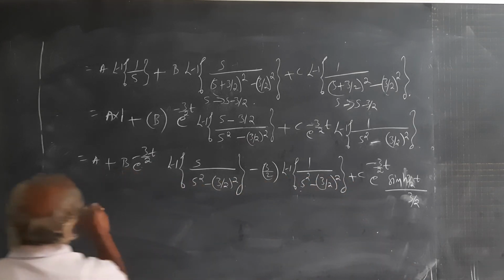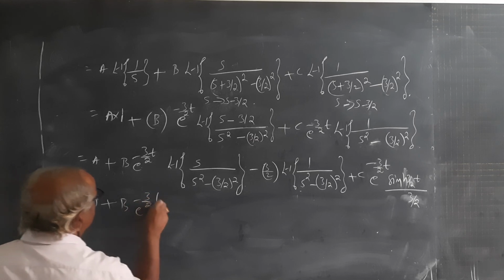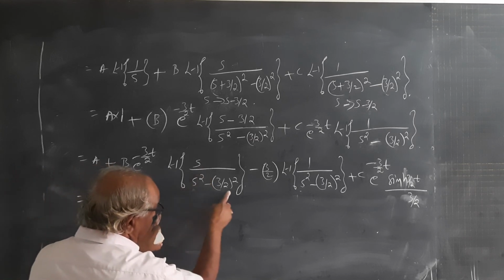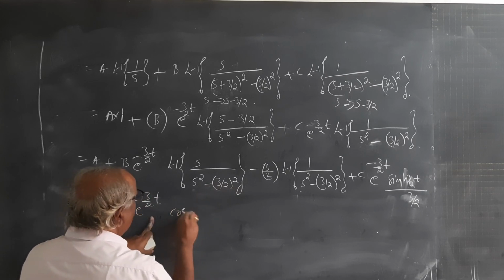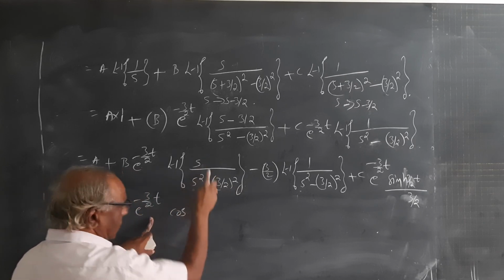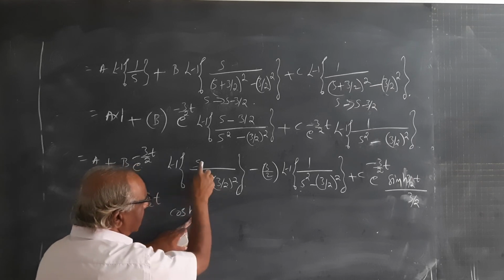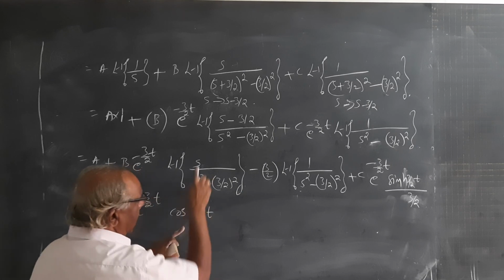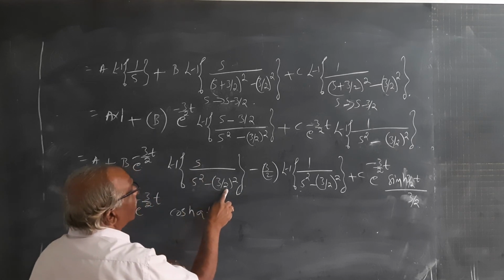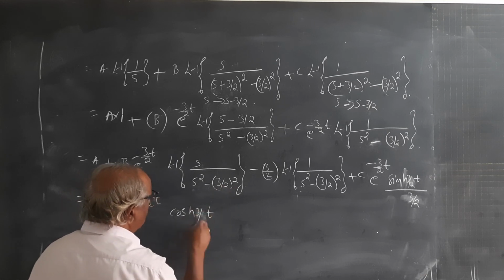Now we are almost finished. A plus B into e to the power minus 3 by 2 t. Here S by S square minus this. Since minus sign is there, cos. Whenever S in the numerator, cos. Minus sign is there, hyperbolic. What is the formula for this? S by S square minus a square is cos hyperbolic at. What is a? A is this 3 by 2.